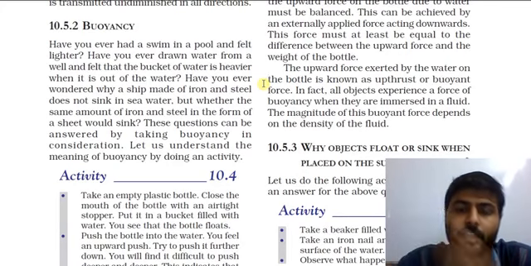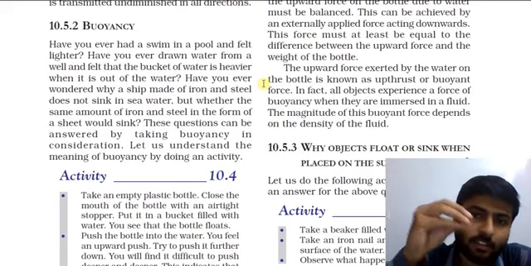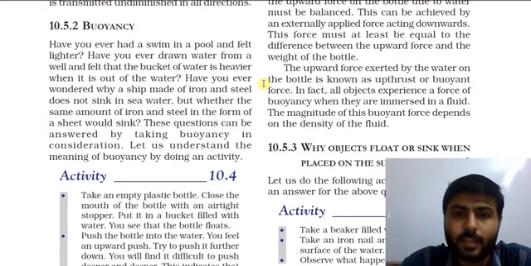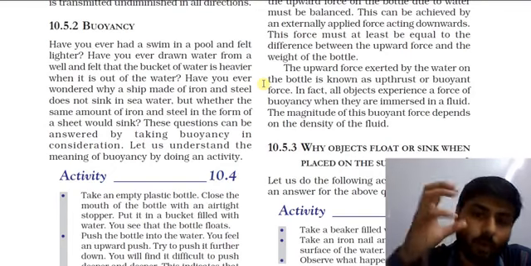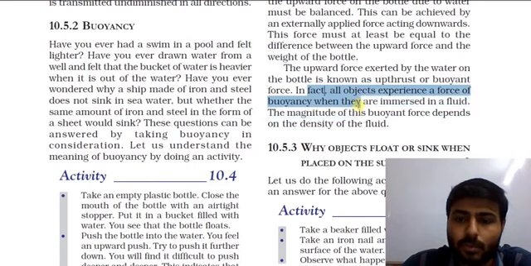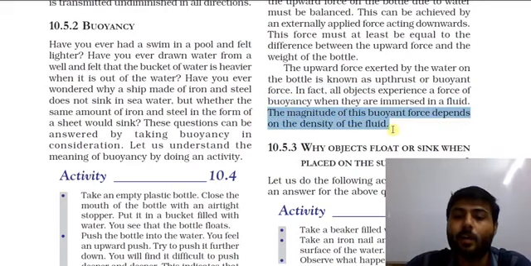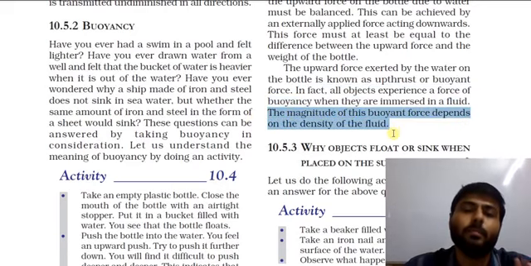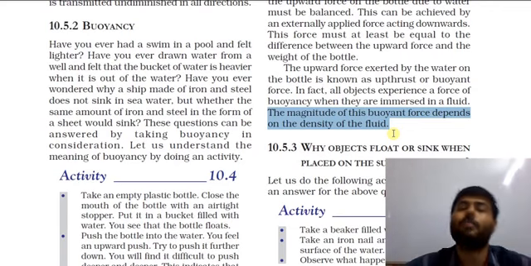As we mention here, when we put any object in water or say fluid, the fluid exerts force on the object. So all objects experience the force of buoyancy when they are immersed in fluid. The magnitude of this buoyant force depends on the density of the fluid.